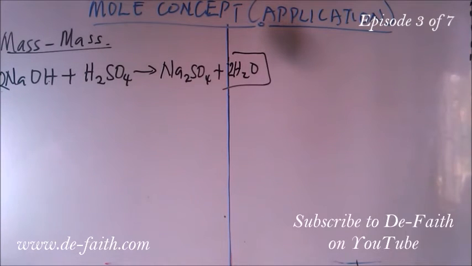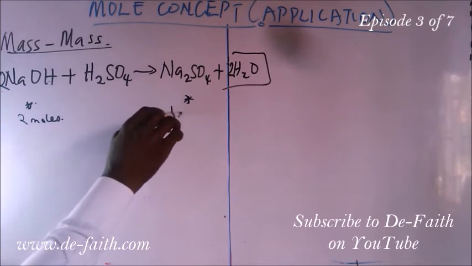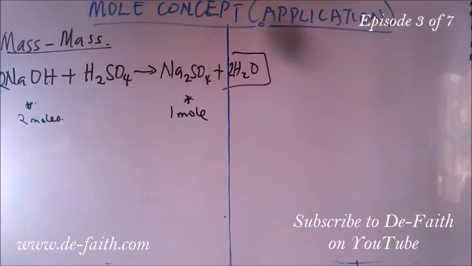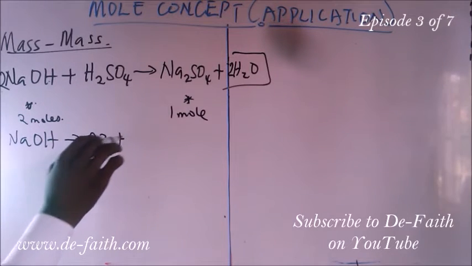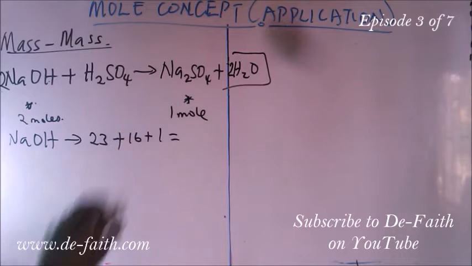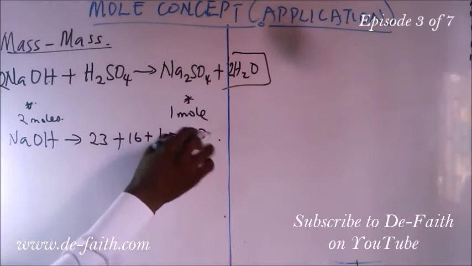Now, what are the reacting masses in this question? We are concerned about sodium tetraoxosulfate 6, which is this, and sodium hydroxide. Okay, what we'll do now next is to know the reacting moles. We have 2 moles of sodium hydroxide and we have 1 mole of sodium tetraoxosulfate 6. Next, we look for the relative molecular mass of sodium hydroxide. Sodium is 23, oxygen is 16, and hydrogen is 1. When we add this, we have 40 grams.